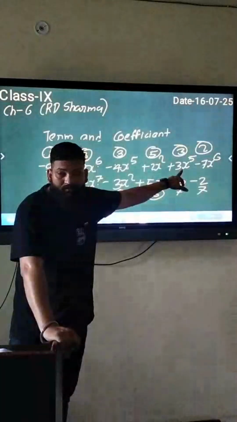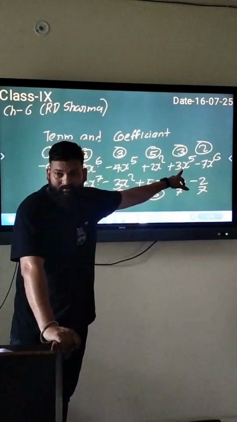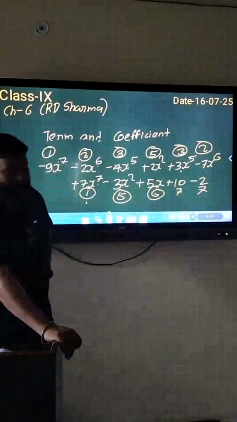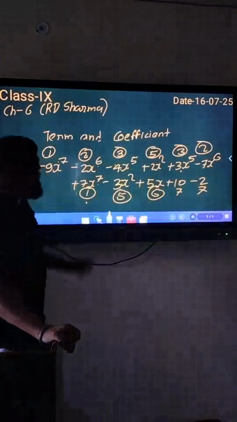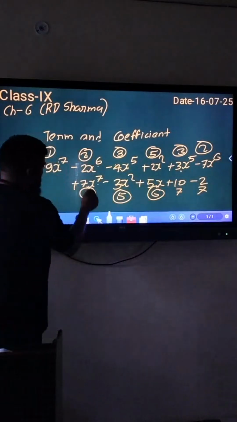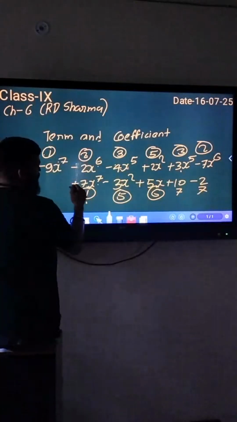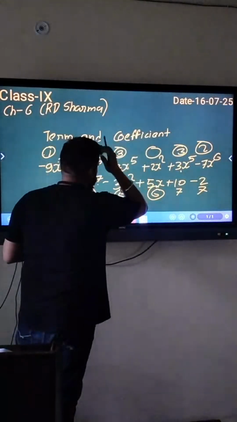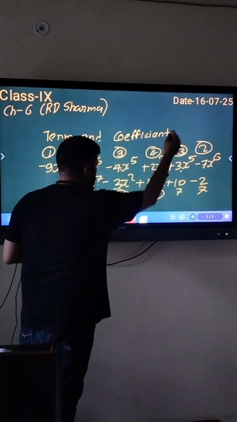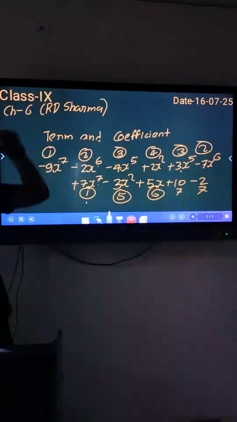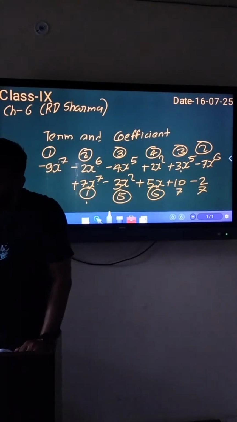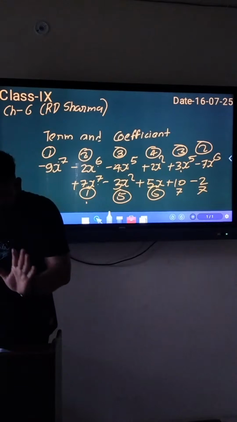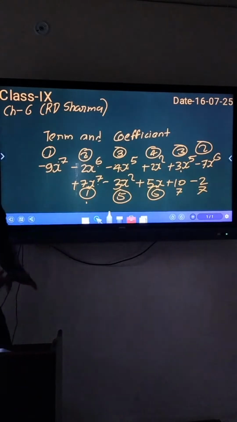6 times. Okay, 1, 2, 3, 4. It means this way you can count how many terms are there. Clear? Degree of the polynomial, that is very important.